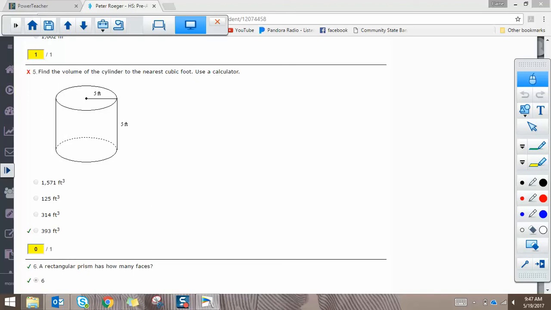I scrolled through the test. The first one you missed was number 5 and it wasn't answered. So I'm not sure if you didn't know how to do it or just accidentally skipped it, but in case you didn't know how, I'm going to go ahead and go over it with you.